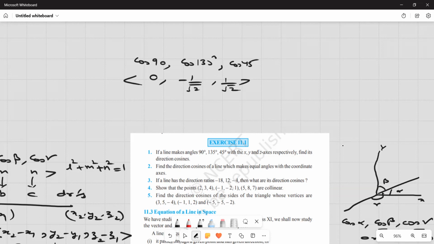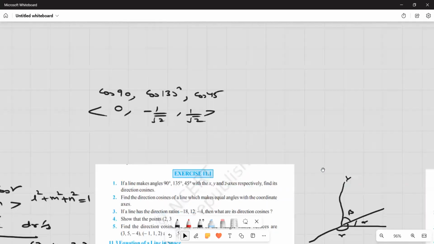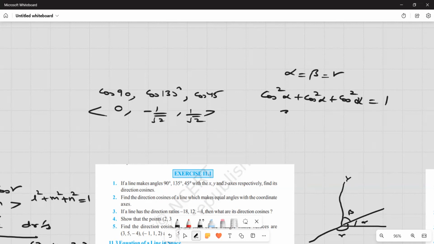Next, find the direction cosines of a line which makes equal angles with the coordinate axes. Means alpha is equal to beta is equal to gamma. So cos square alpha plus cos square beta plus cos square gamma will become cos square alpha plus cos square alpha plus cos square alpha, because beta and gamma are equal, is equal to 1. So you can say 3 cos square alpha is equal to 1, or cos square alpha is equal to 1 by 3, or cos alpha is equal to plus minus 1 by root 3. Clear?